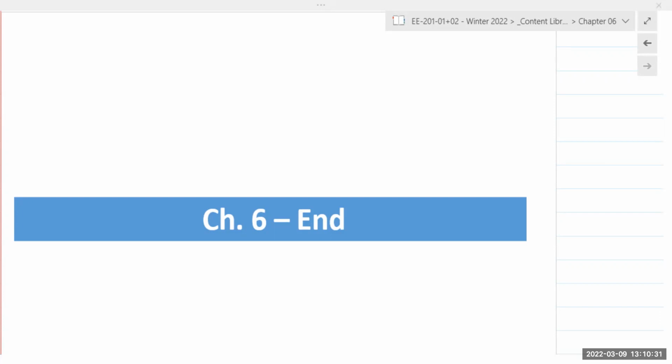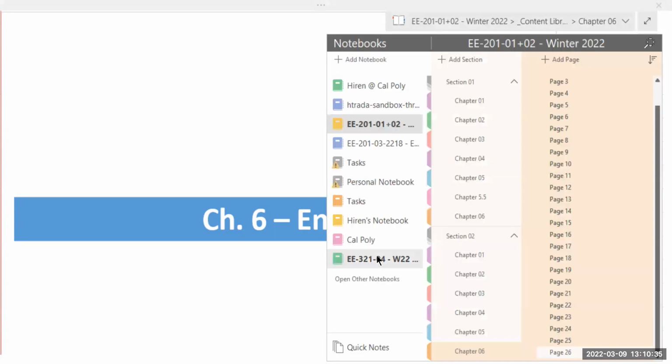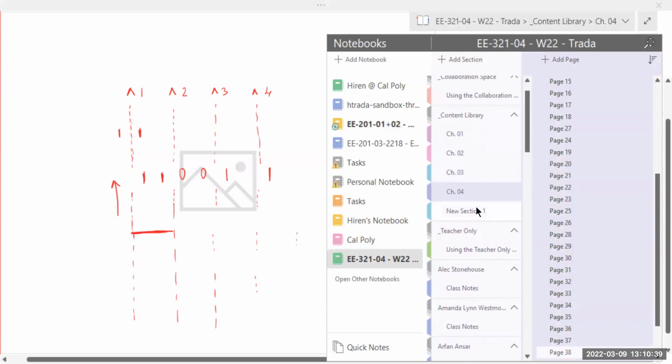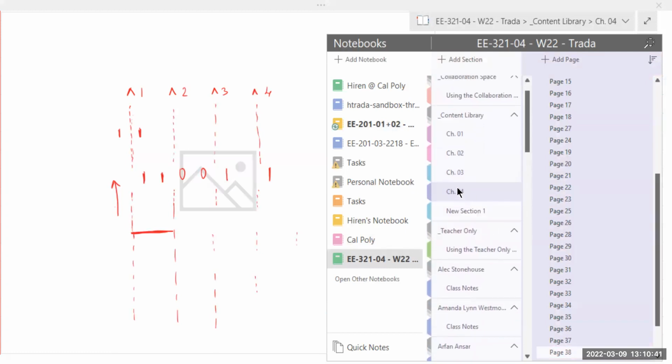You said you have no idea what counters do? Oh, in the lab. Okay.